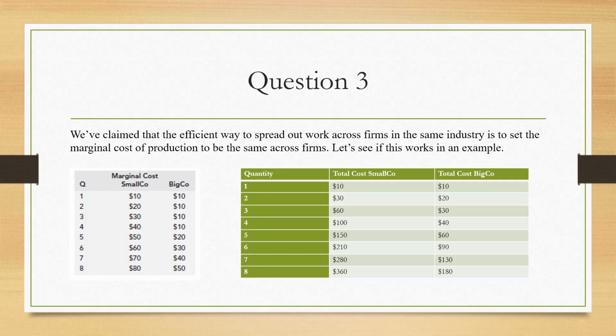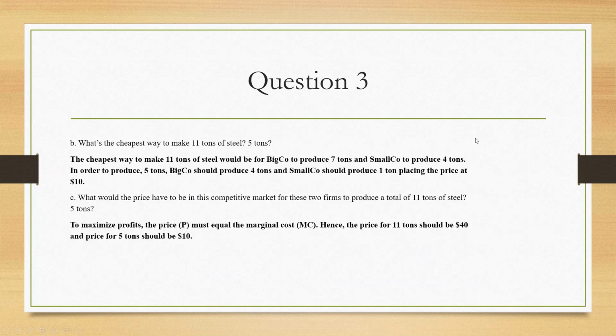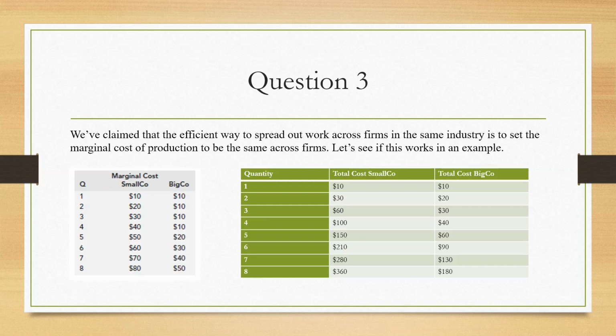All right, question three. In order to get the total cost for each company, you add up each of the marginal costs from this left table, and I put it right here. What is the cheapest way for them to make 11 tons? So the cheapest way would be for Big Co to produce 7 tons and Small Co to produce 4 tons. And in order to make 5 tons, Big Co should make 4 tons and Small Co should make 1 ton. This comes directly from the table right here.